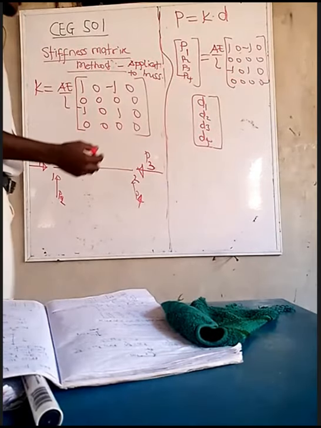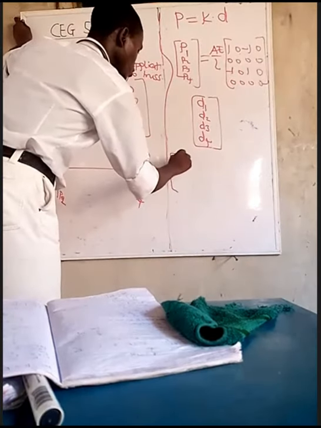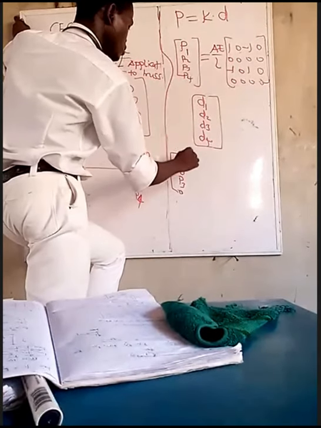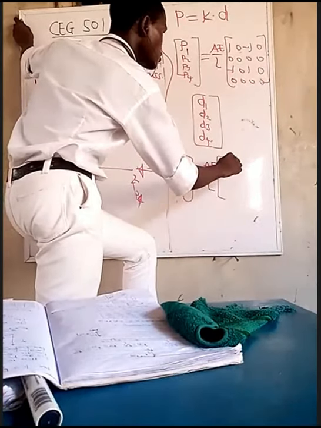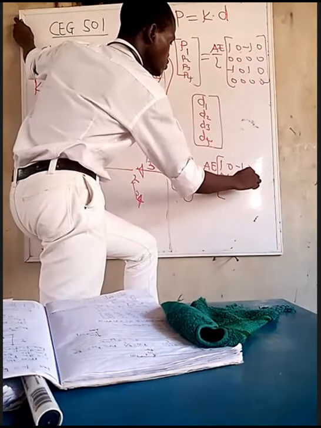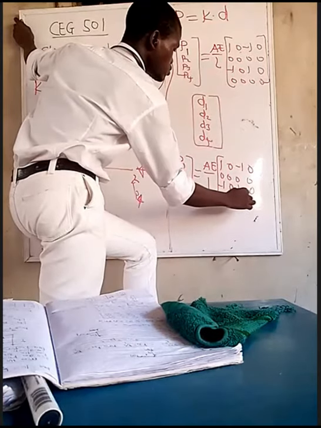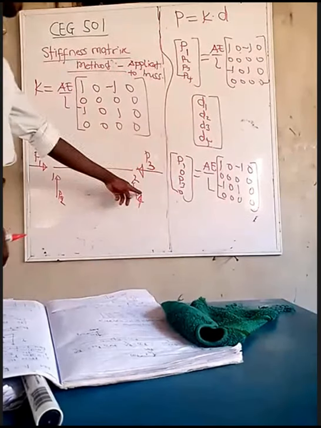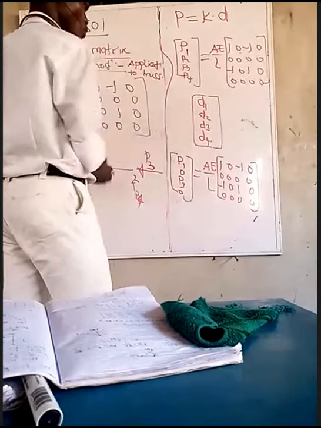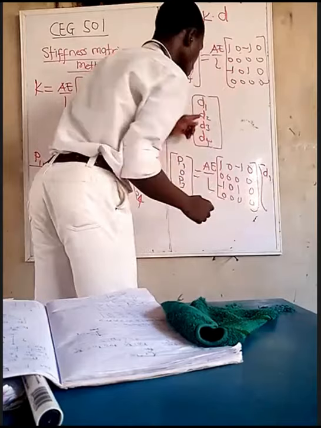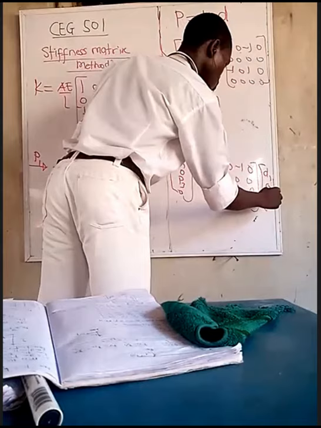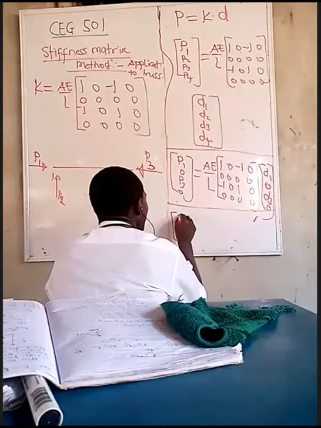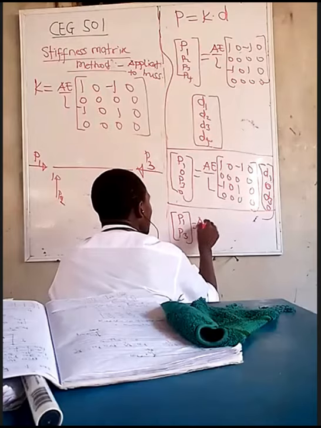Like I said, P2 and P4 are going to be zero. They have no part to play in the equation. So we are going to say P1, 0, P3, 0 will be equal to AE over L times the matrix, times D1, 0, D3, 0. There's not going to be displacement in D2 and D4 because they are perpendicular, and we are considering axial. So we have P1, P3 equal to AE over L.